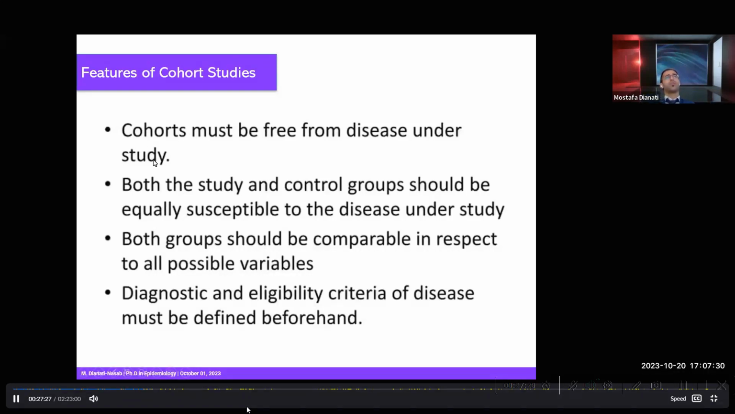Here there is one key point for you. Cohort studies must be free of the disease under study. So if you are going to see the effect of smoking on the risk of cardiovascular diseases in your city, for sure you have to exclude those individuals who already have any type of cardiovascular disease. So it means cohort studies should start with a healthy population, or a population that doesn't have the disease that we are going to examine.